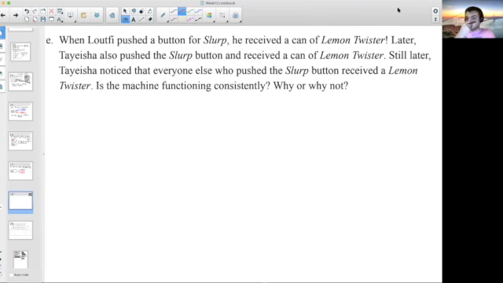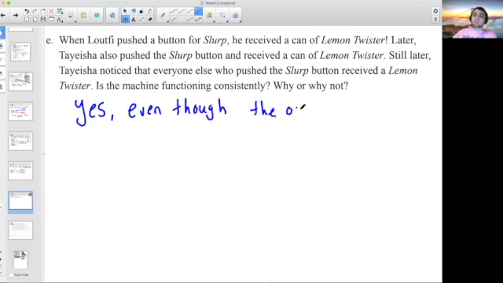All right. So what we're looking at is a scenario here. We have this machine actually, yes, is functioning consistently. Okay. Even though the outcome is not, as a student wonderfully said today, proper. It's not what you want. It's not correct.